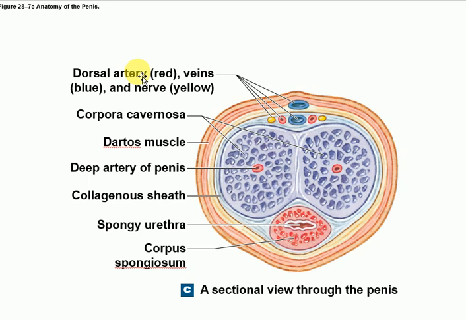Do you see the artery inside here? These are the arteries that are bringing the blood in. And the veins right here are going to take the blood out. Again, during erection, the veins constrict. And down there, the pink is the corpus spongiosum, and the urethra is inside of it.